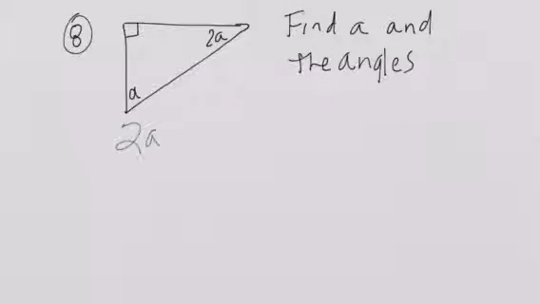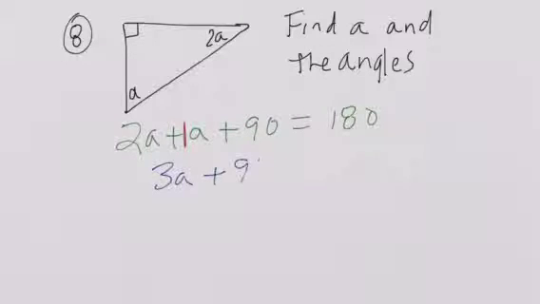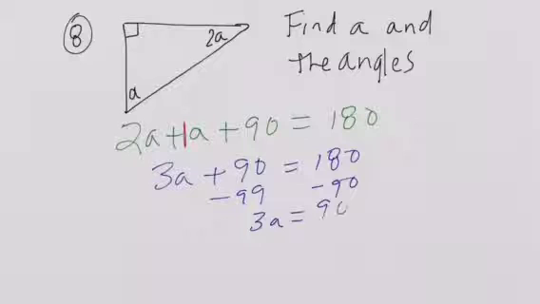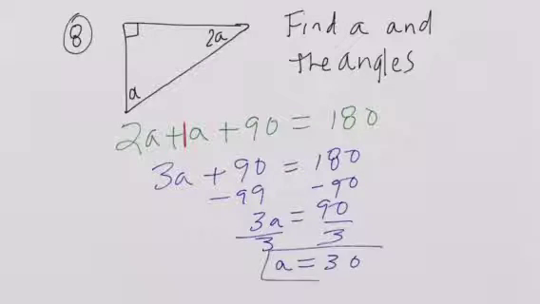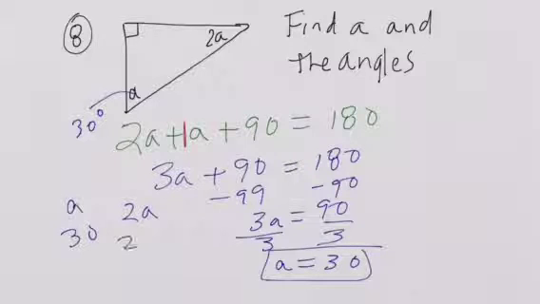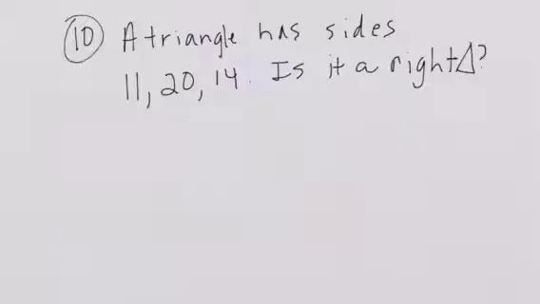We have 2A plus 90 is equal to 180. We have 2A and another A, so we're going to have 3A plus 90 is equal to 180. Subtract the 90. So 3A is equal to 90. Divide by 3, divide by 3, A is equal to 30. So now we're going to go back up here. A would be 30, so this is going to be 30 degrees. And 2A would be 2 times 30, so this is going to be 60 degrees.